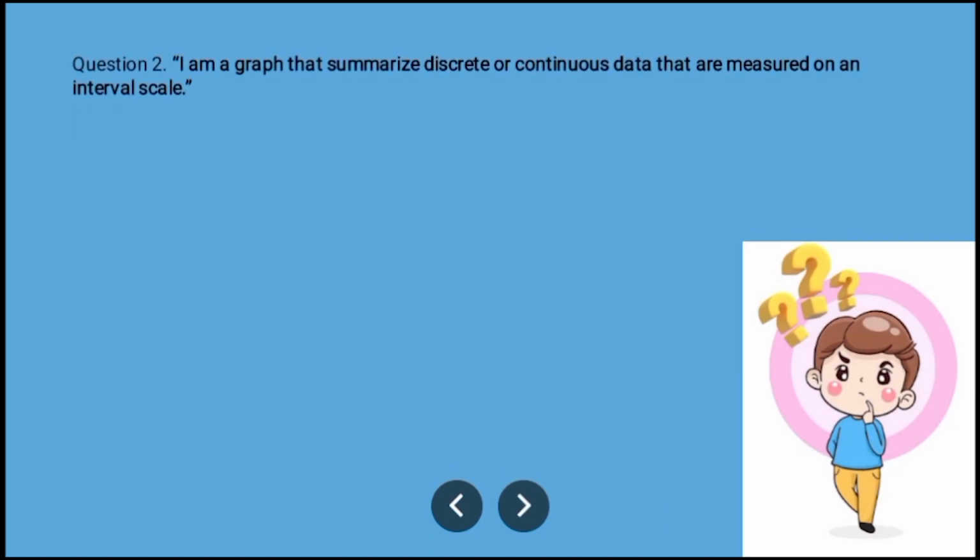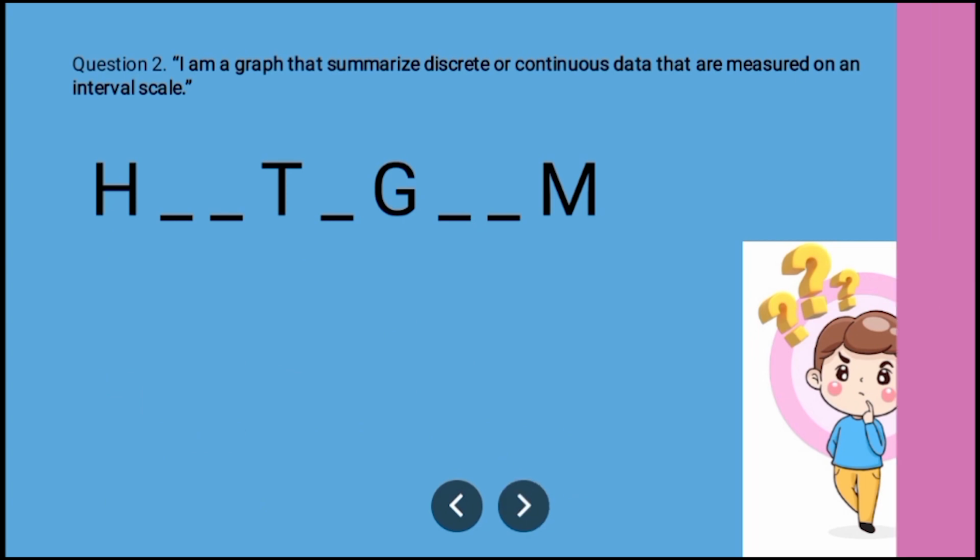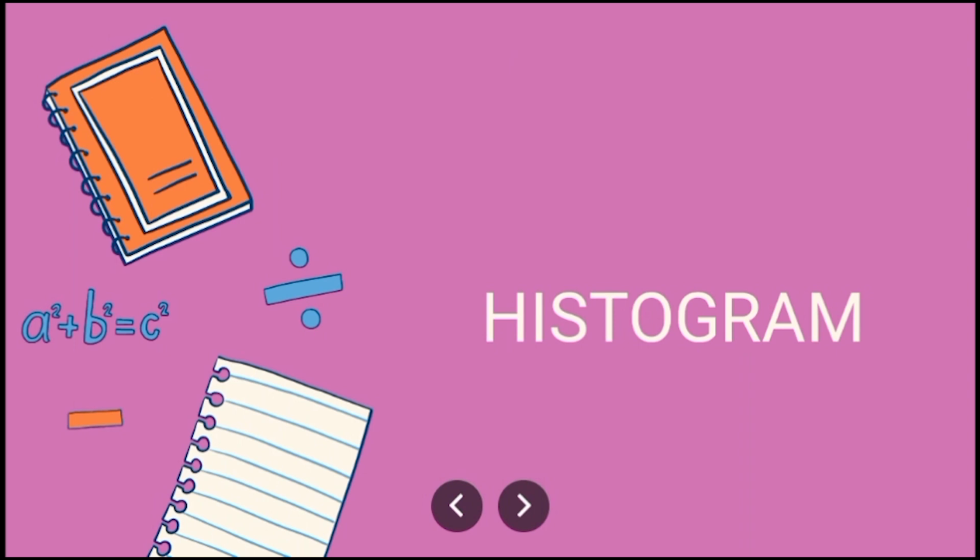Number 2. I am a graph that summarizes discrete or continuous data that are measured on an interval scale. What graph am I? Correct. I am a histogram.